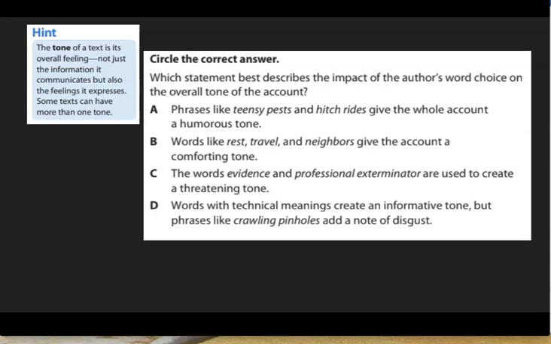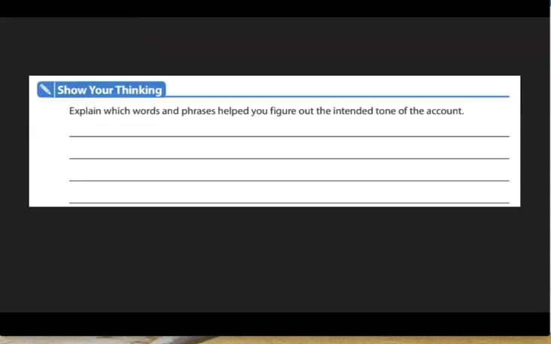Well, I hope that reading through those, you have been able to come across this answer. Yeah, so we've got technical meanings give an informative tone, but we've got crawling pinholes, and that is pretty gross. All right. And then finally, on your own, I would love it if you would explain which words and phrases helped you figure out the intended tone, which is, again, the feeling the author is trying to make you feel.